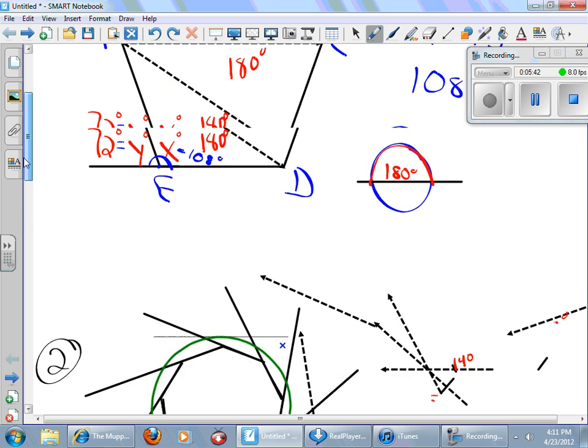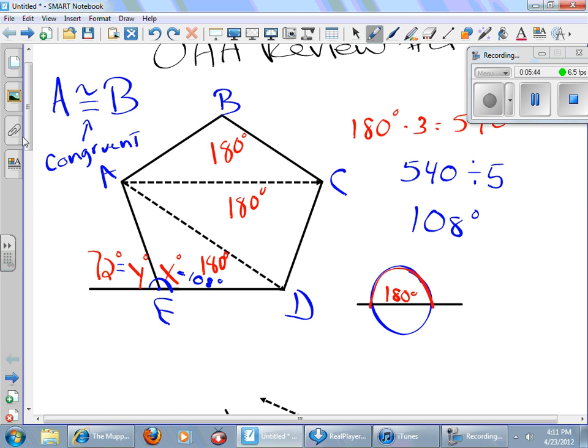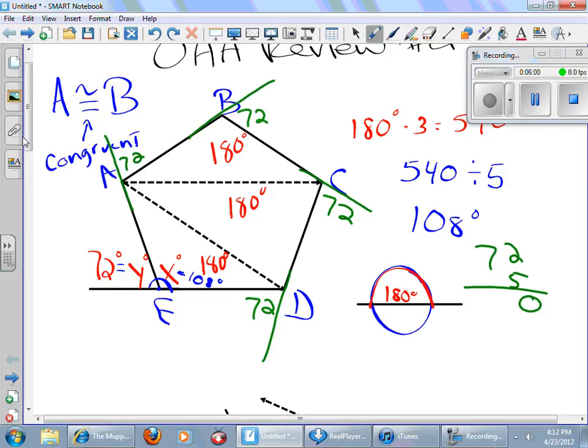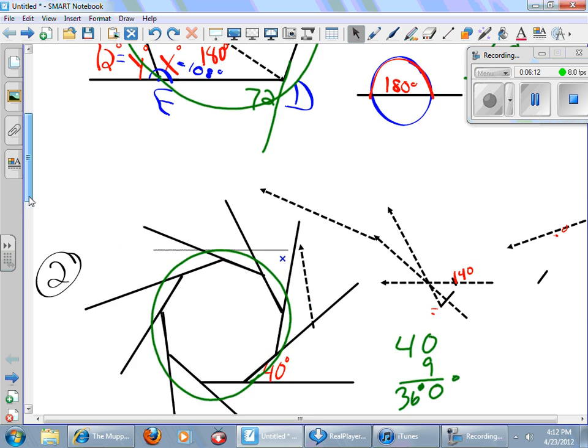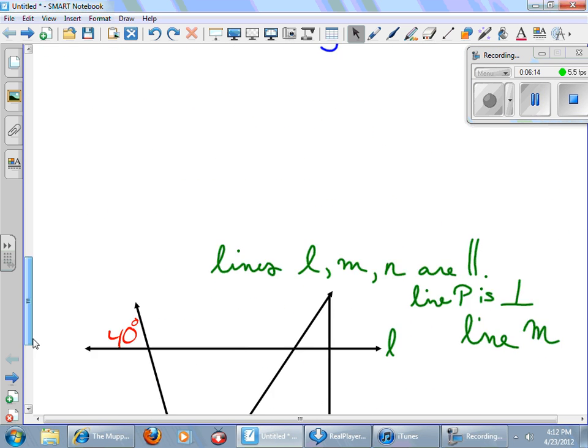That should not be a coincidence. Up here, I know that this is going to be 72. If I continue and say that's 72, and then that's 72, and that's 72, and so is that one. 72 times 5 is 360 degrees, because I walk in a circle around the pentagon. The sum of the exterior angles of any polygon is always a circle, 360 degrees.